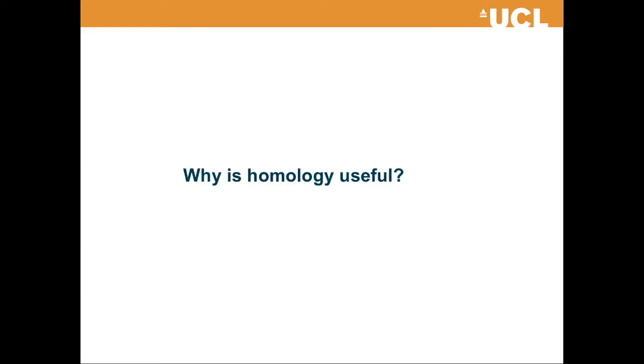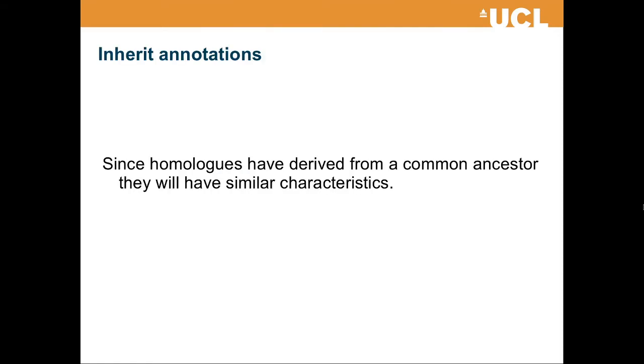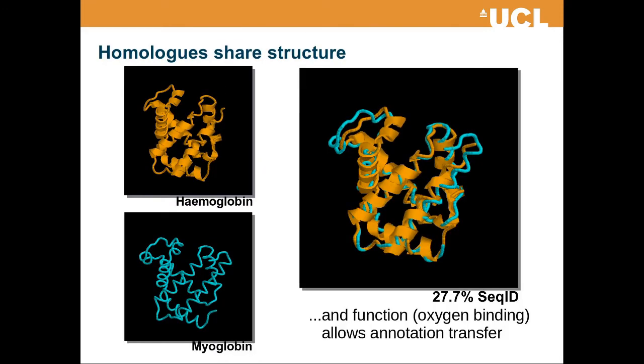Now, why is homology so important? As I implied with hemoglobin and myoglobin, since homologs have derived from a common ancestor, they will have similar characteristics. So let's have a look at those two proteins. This is one of the chains of hemoglobin, and this is the chain of myoglobin. I've rendered them in different ways, one as cartoons and one as a backbone trace, but that's really only so that you could see some difference between them, because when I overlay the two, you can see that the structures are almost identical.